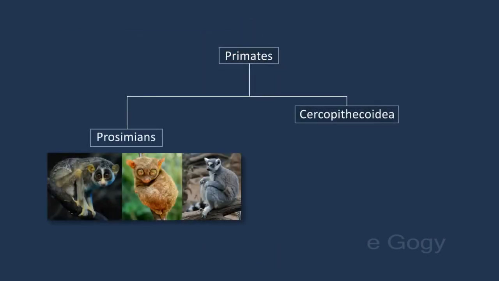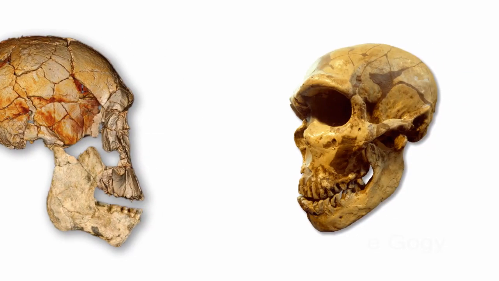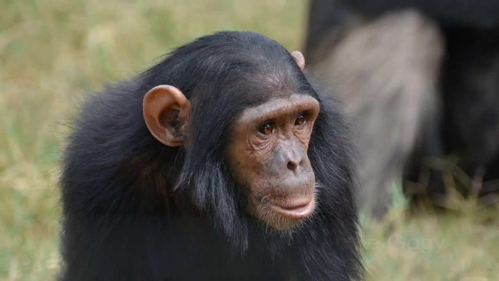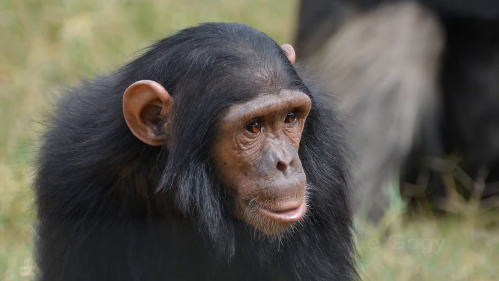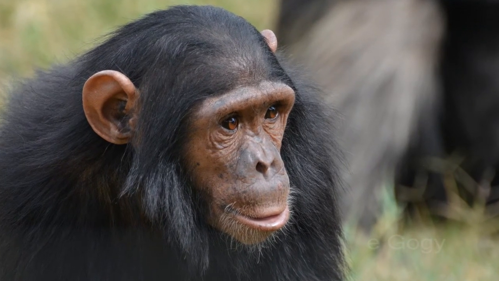Primates are classified into two groups, prosimians and Cercopithecoidae. The Hominoidae group, which consists of humans and chimpanzees, evolved from the group Cercopithecoidae. Not only fossil studies, but also comparison with the organisms which are considered closely related to man in evolution have helped to draw inferences about the direction of human evolution.